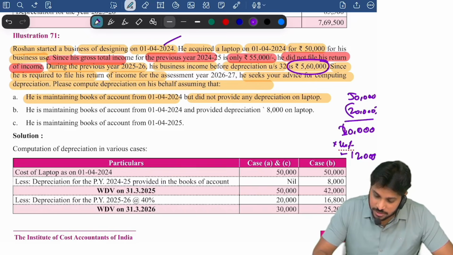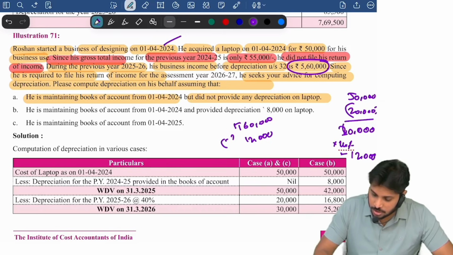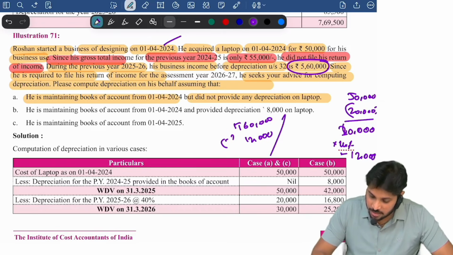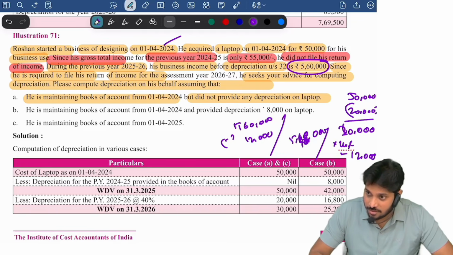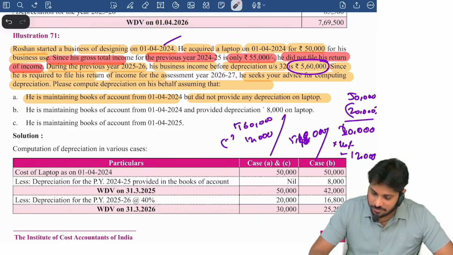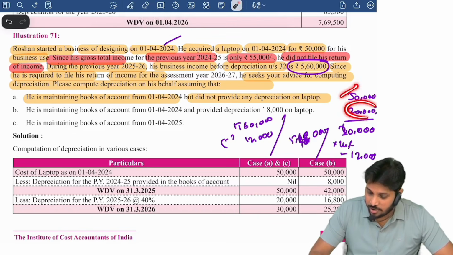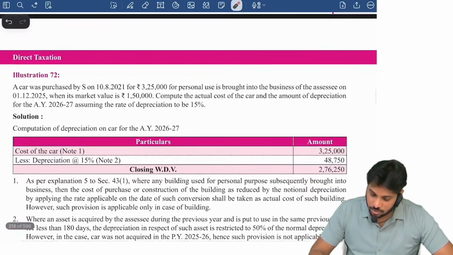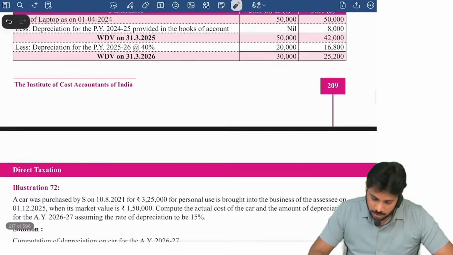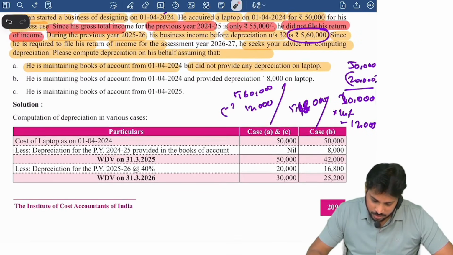This year profit is 5 lakh 60,000. Minus depreciation of 12,000. Therefore net income in the current year is 5 lakh 40,000. Hello everyone, are you able to understand? So I am first calculating the laptop's original value in 24-25 at 40%, closing value, minus current year 40%. So what is the WD value of the current year? They are asking only the WD value as on this date.